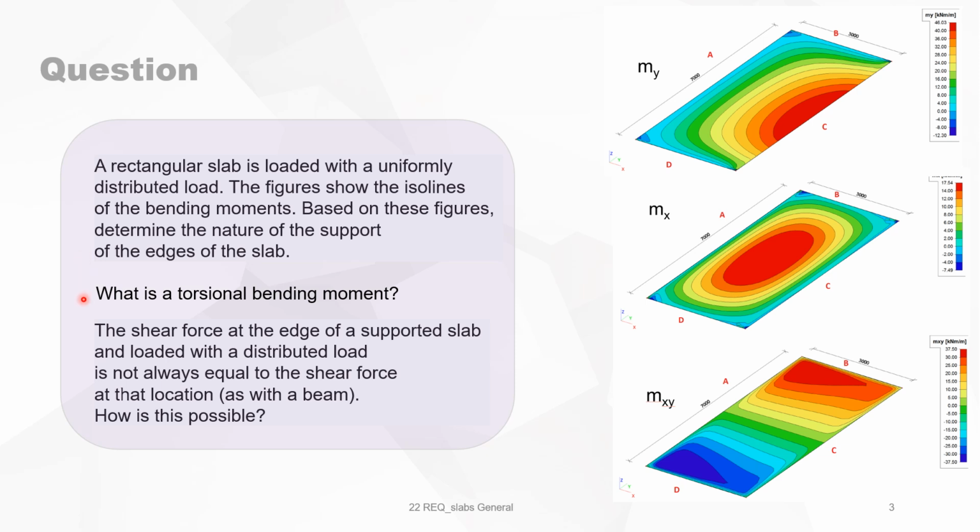Second part of the question is, what is a torsional bending moment? And the third part is, the shear force at the end of a supported slab loaded with a distributed load is not always equal to the shear force at that location, as with a beam. How is this possible?